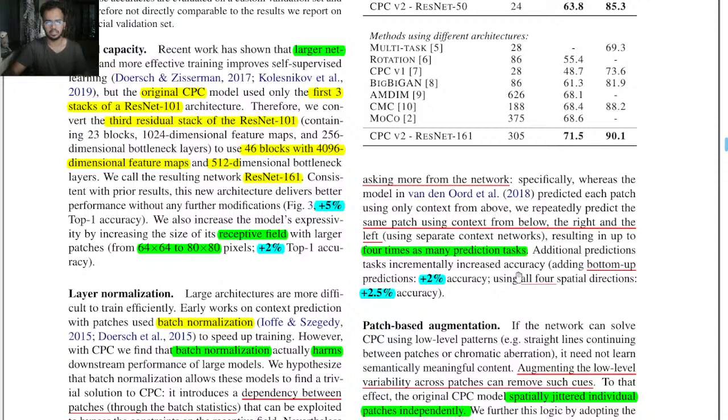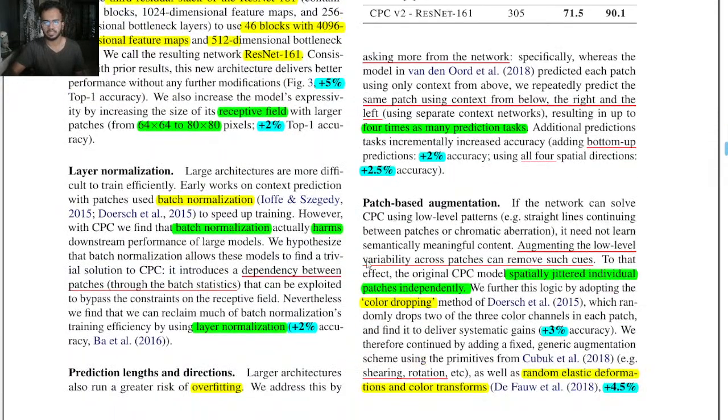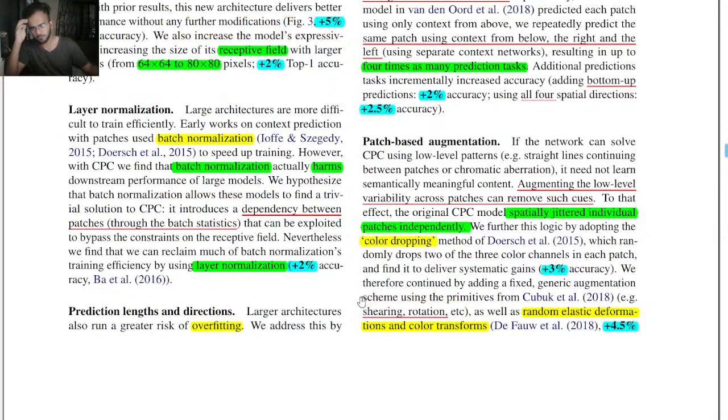Now, additional predictions. Just adding the bottom-up prediction increases the accuracy over CPC V1 by 2%. But if you use all four spatial dimensions, then the accuracy is increased by 2.5%. Then patch-based augmentation was used. Obviously, if the network can solve CPC using low-level patterns, it need not learn semantically meaningful context. Augmenting the low-level variability across patches can remove such cues.